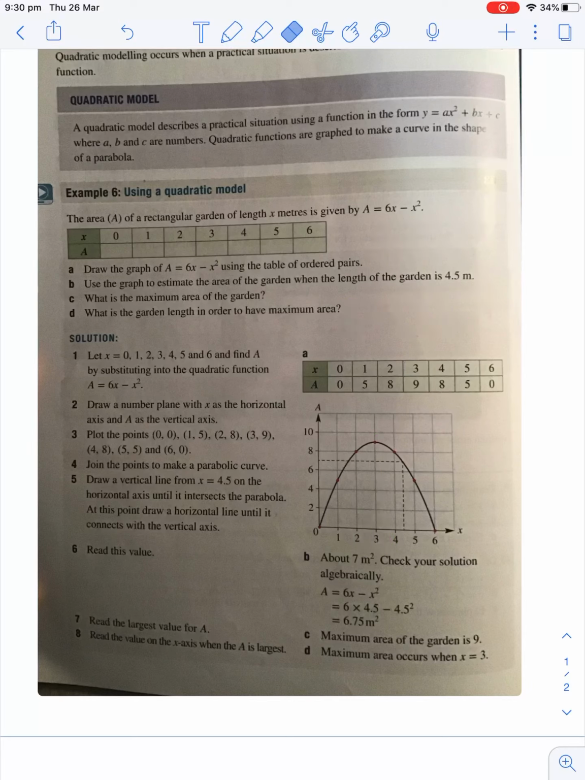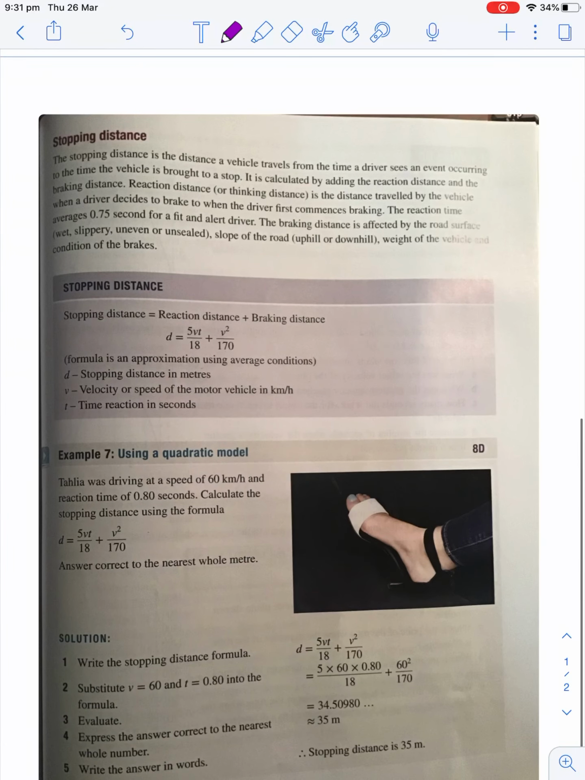Okay, so moving on. The last question, what is the garden's length in order to have maximum area? Well, it's pretty much just asking when it has this maximum area, what was the length? It was just this 3. So when x equals 3 is your final answer there. So hopefully this sort of question makes a bit of sense. Let's move on to something slightly different.